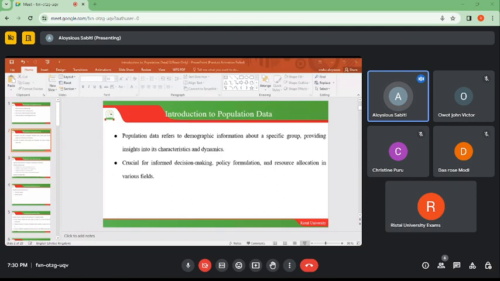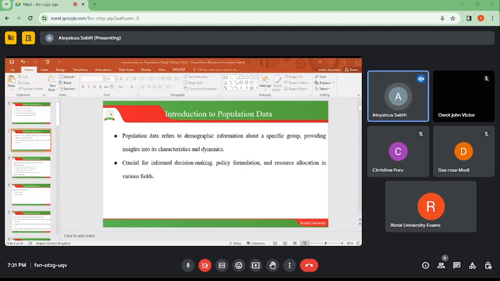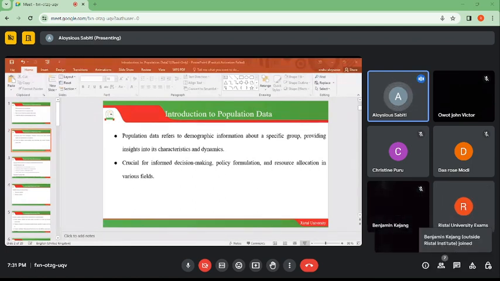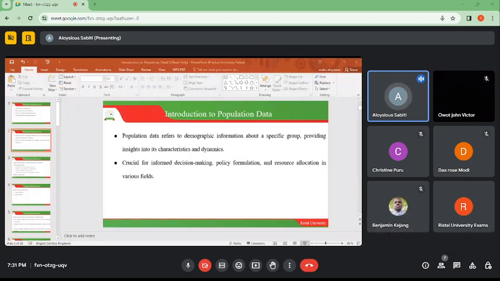So briefly, population data refers to demographic information about a specific group, providing insights into its characteristics and dynamics. And some of these characteristics are what we have always known, that include the demographic characteristics such as age, education level, household size, the gender or the sex of household members, places of residence, but also other characteristics that might be biomarkers such as someone's HIV status, an individual's blood pressure levels. We would be looking at malnutrition among under fives in terms of stuntedness, wasting, and so forth. So those are some of the characteristics.